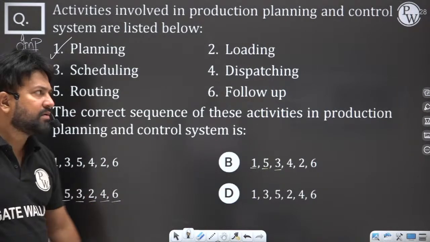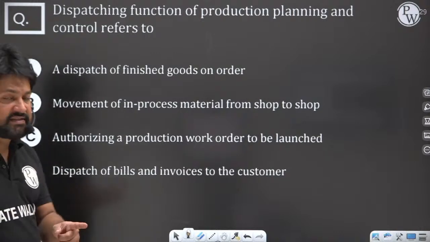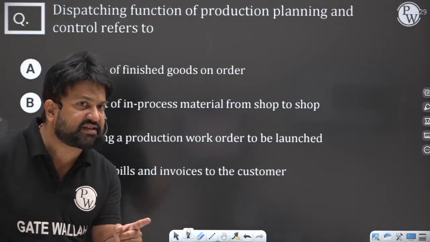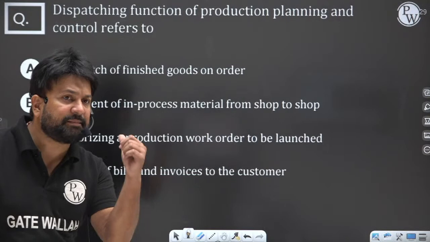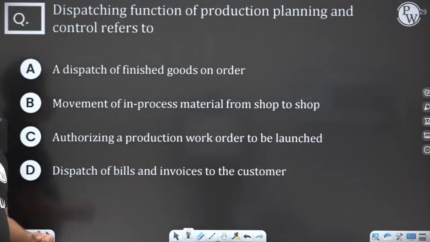Okay, good. Now, the dispatching function of production planning and control refers to. I have discussed the dispatching function in the previous question. Remember, in a previous question, I have discussed the dispatching function.